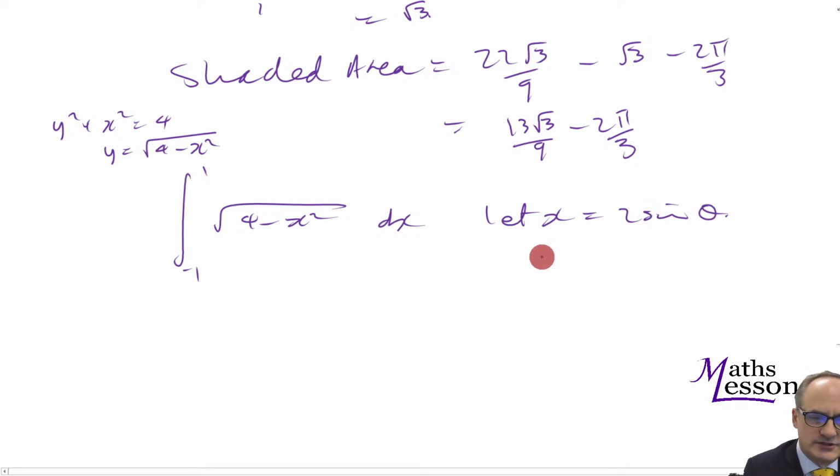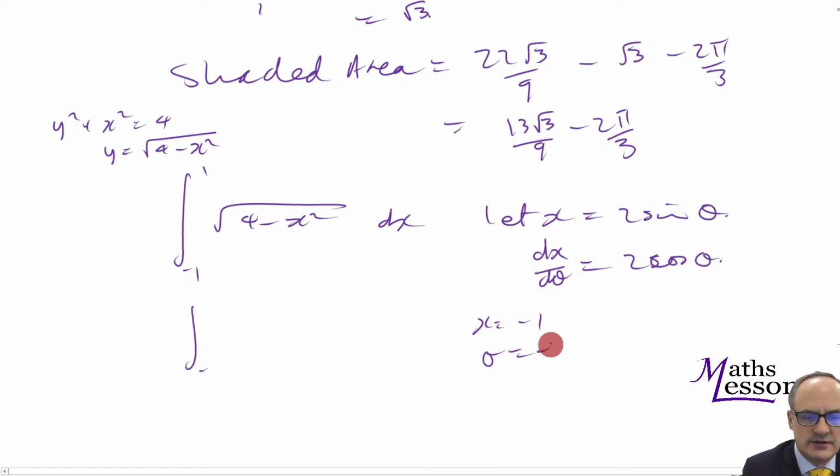And when we do our substitution, we differentiate that. This is definitely the harder way of doing this. And we get 2 cos theta. So integrate, I'm going to go from -1. If I've got x equals -1, then theta will equal minus pi by 6 when I put it into here. And when x equals 1, theta will equal pi by 6.